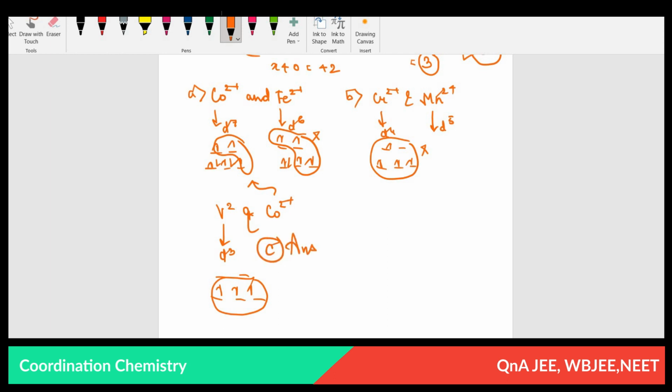Now just verifying option number D. Option number D has vanadium, which matches our specific value. But Fe2 plus already has 4 unpaired electrons, as we have seen here. So that does not match our specific value, and that will not be the correct answer.